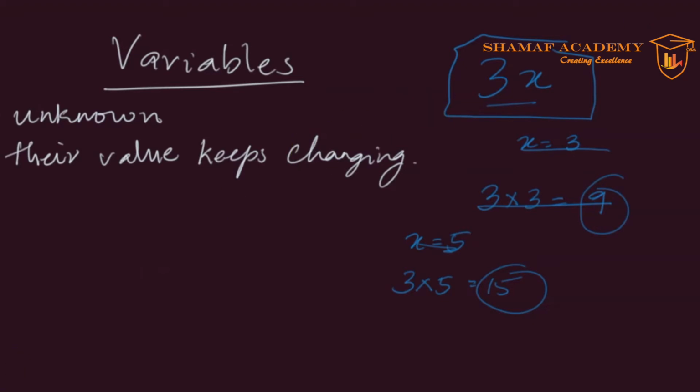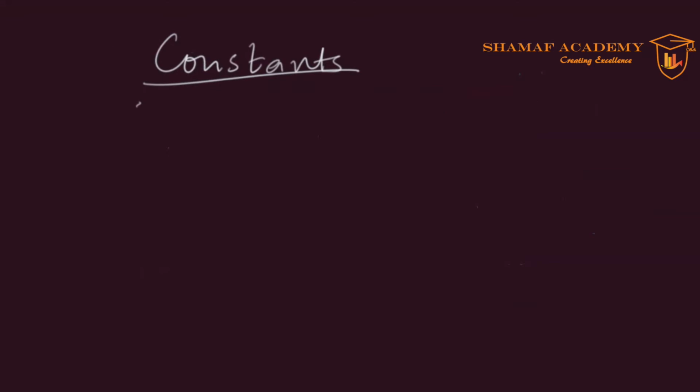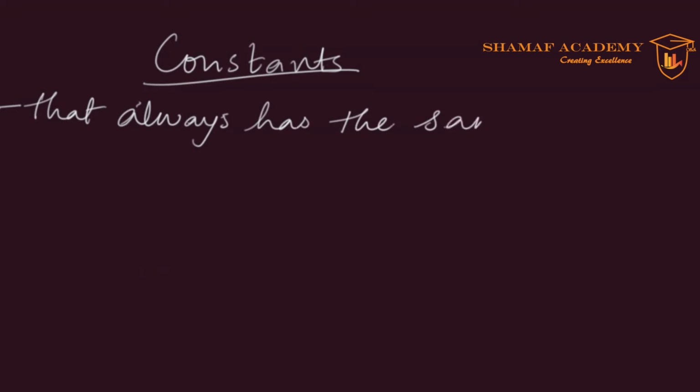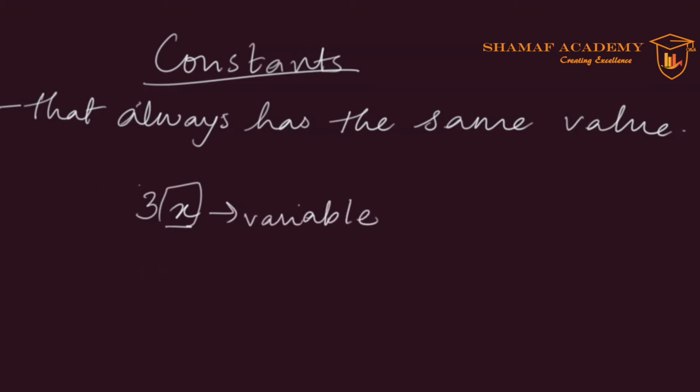All right. Now the next thing we have is constants. Constant is completely opposite to the variable. Constant is the one that always has the same value. And remember, variable was the one that keeps changing its value. This one always has the same value. Let's come back to our 3x. X is our variable, right? And 3 is going to be our constant.